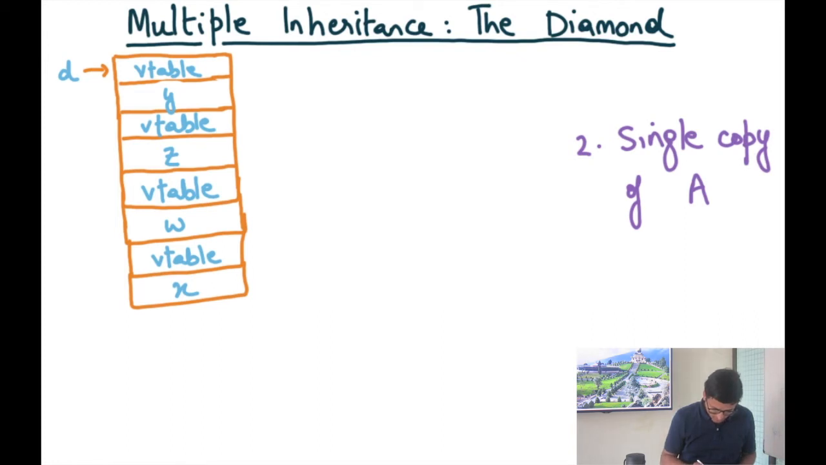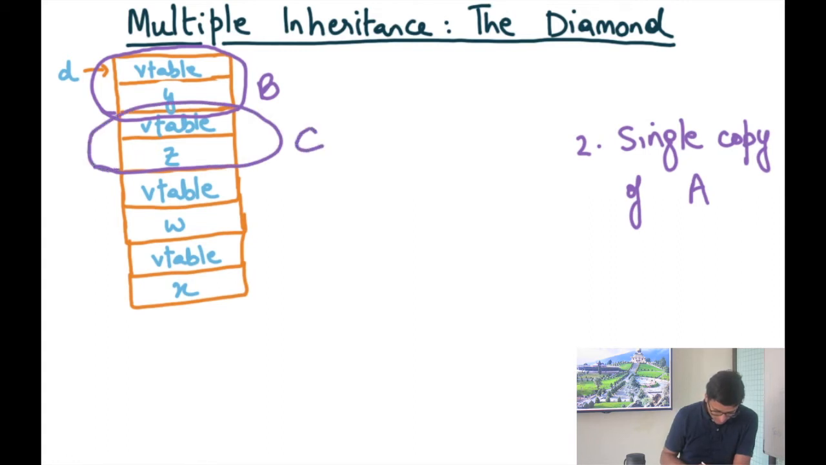This is the object T, this part is the object of class B. This part is the object of class C. This part is the remaining fields of D, and then this part is the object of class A.